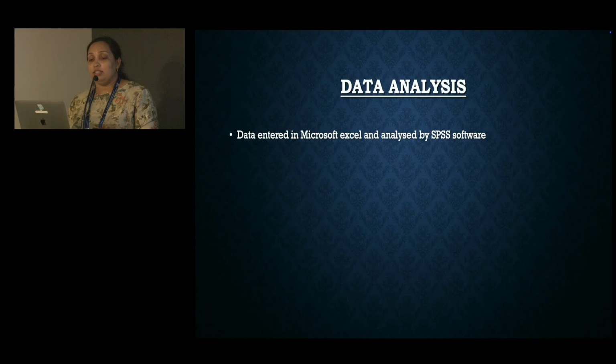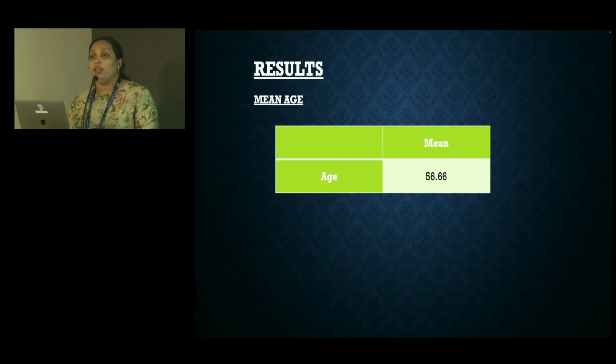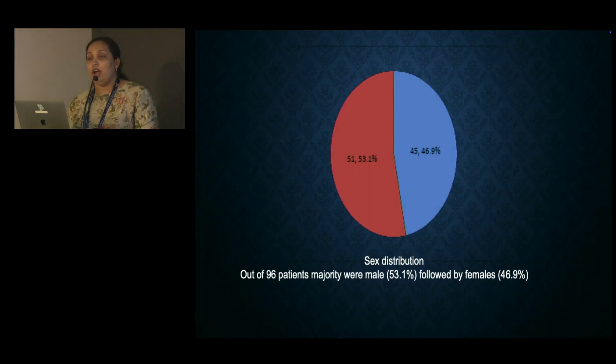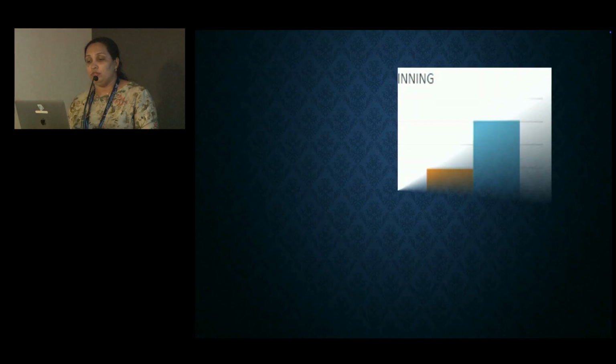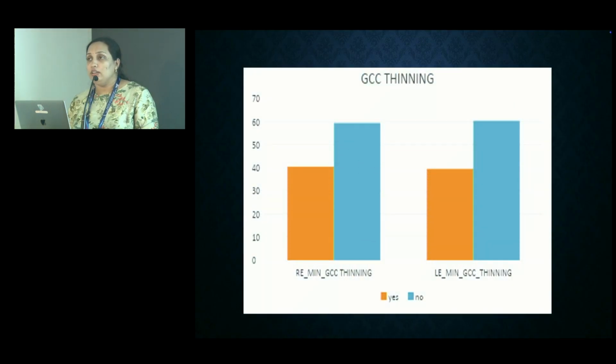For data analysis, data was entered in Microsoft Excel and analyzed by SPSS software. The mean age of the study population was 56 years. For sex distribution, out of 96 patients, the majority were male, followed by females, around 46%. Regarding GCC thinning, in the right eye 39 patients showed GCC thinning and in the left eye 38 patients showed GCC thinning. There was almost equal GCC thinning noted in the right and left eye.